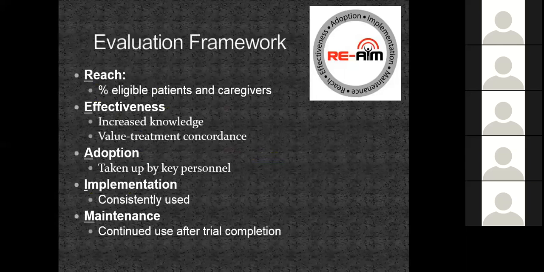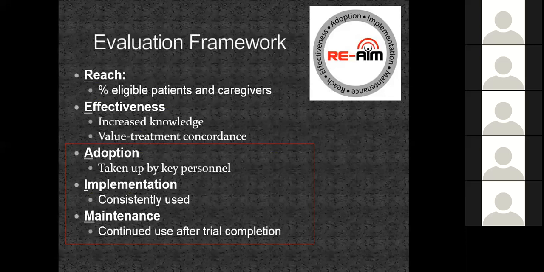To evaluate this, we used the RE-AIM framework. This is the framework that Russ Glasgow developed, and it has 5 domains: reach, effectiveness, adoption, implementation, and maintenance. I'll talk about each of these. Reach is the proportion of eligible patients that receive the intervention. It's conceptually the easiest one. It's mathematically the most difficult because it's really hard to figure out who that population of eligible people is.